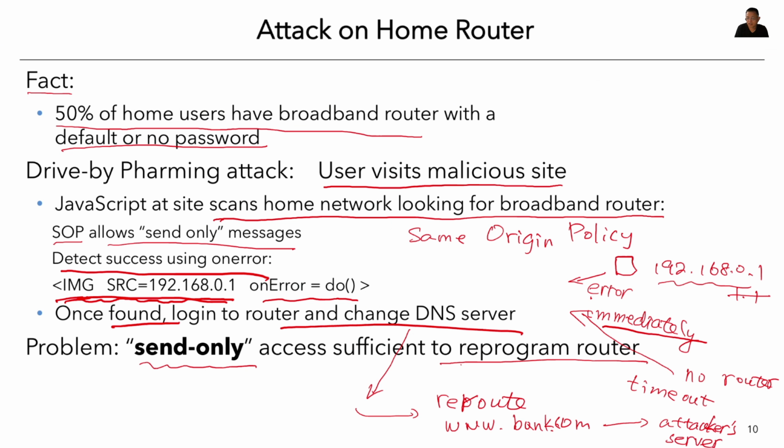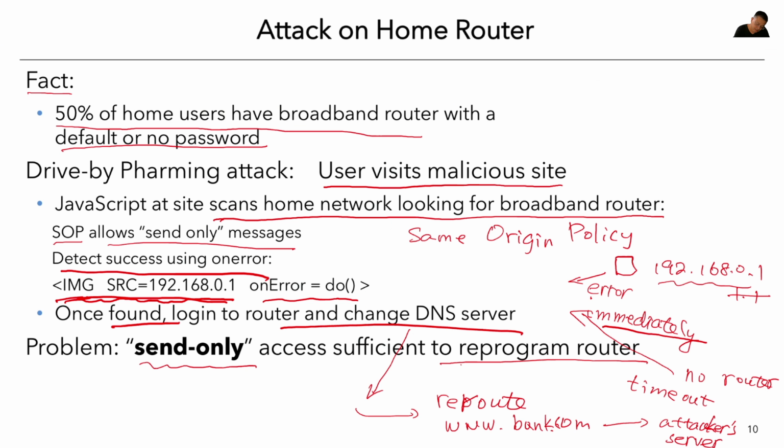So the integrity of the DNS server is very important, right? Because it will map the name to the IP address. So if the attacker is controlling your DNS server, it can actually redirect anything to something under their control. So you don't want to change your DNS server to arbitrary values.